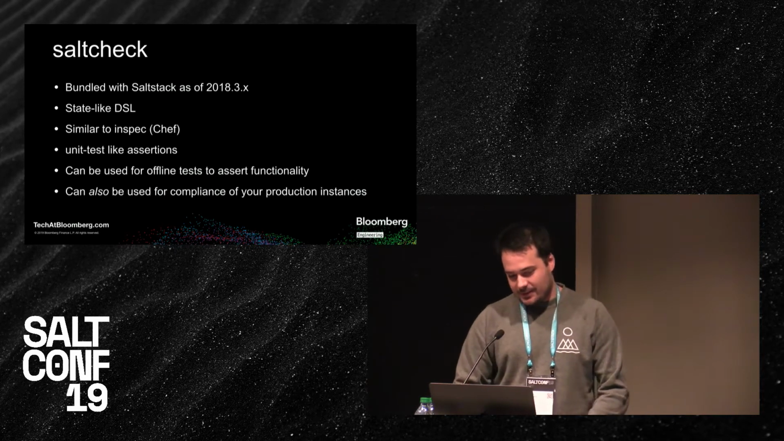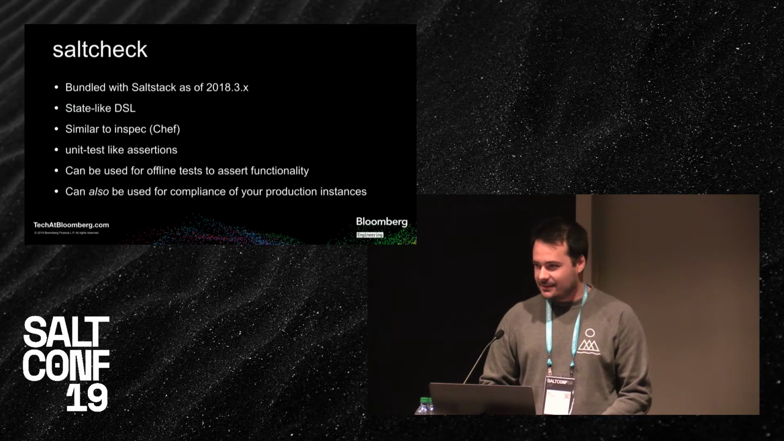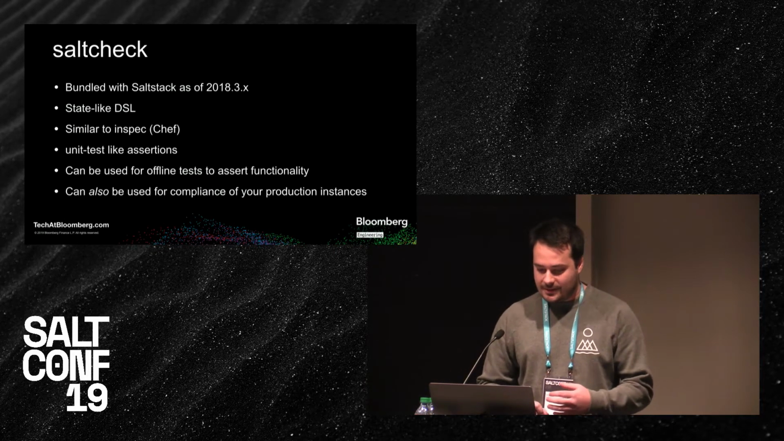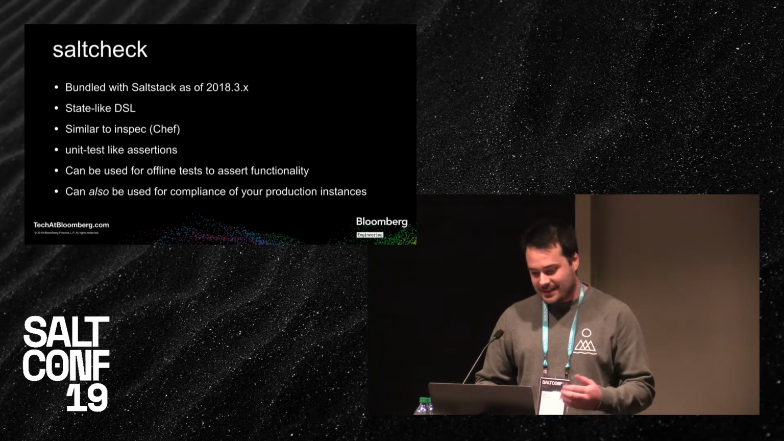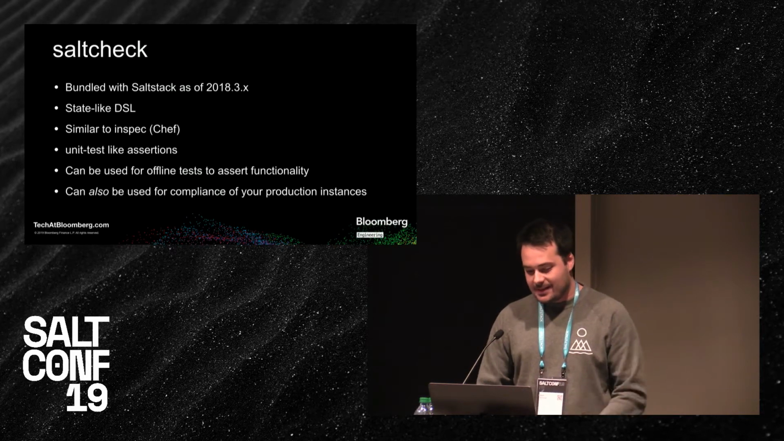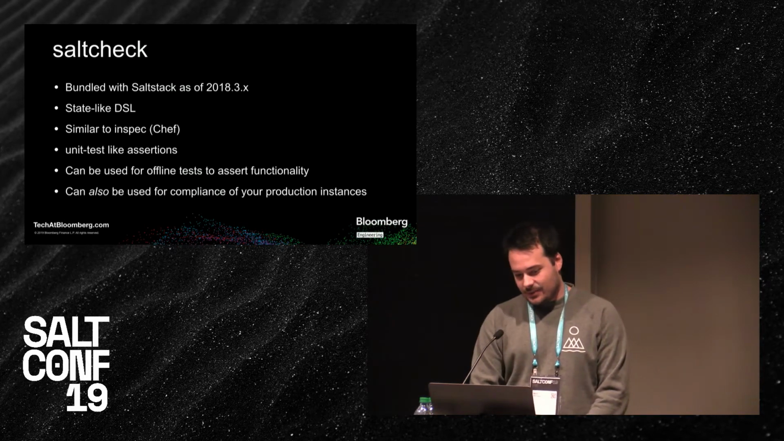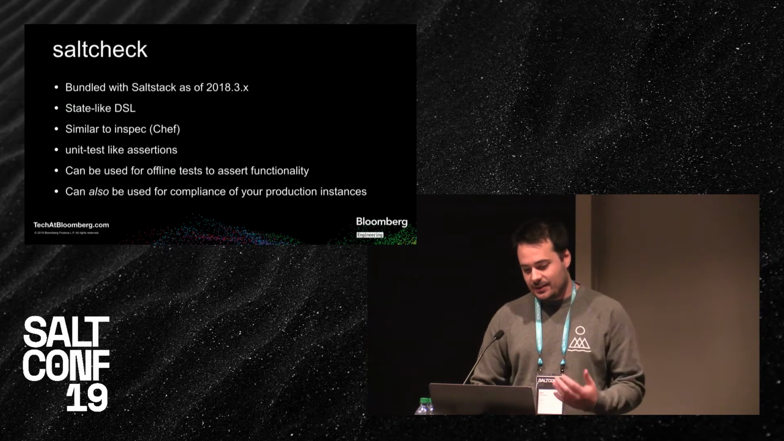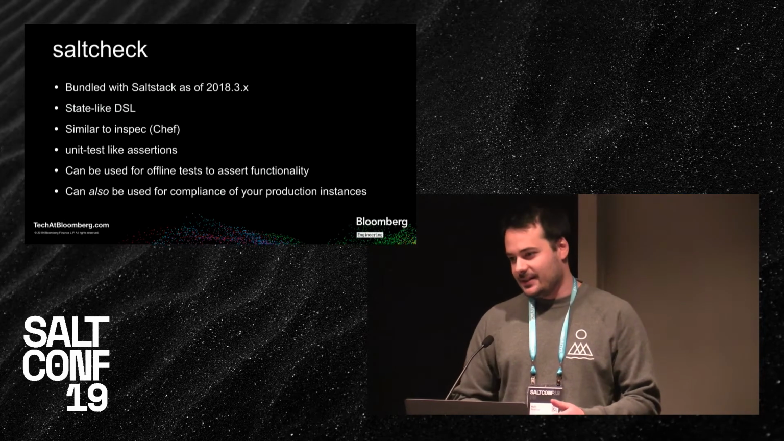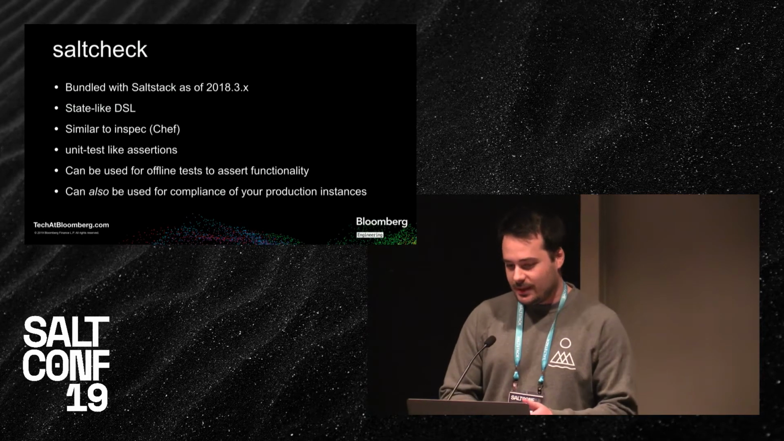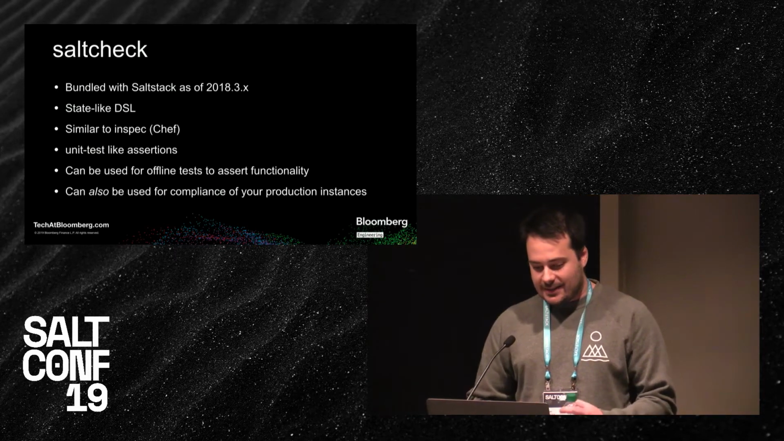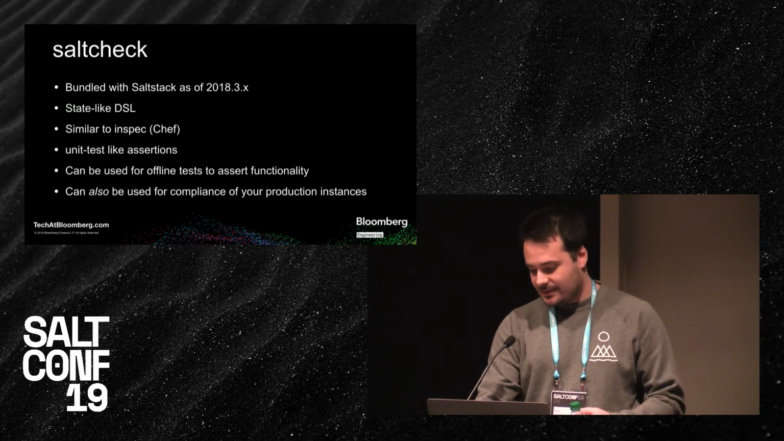The first thing we looked at was something called SaltStack. This is something that's been bundled with Salt as of 2018.3, I think. It provides a state-like domain-specific language. If you're familiar with writing SLS states, presumably you are, it should look familiar. It's actually similar to InSpec, which is a Chef community tool, and it lets you write unit test-like assertions. What's cool is you can write it for your test suite, like offline tests, but you can also point it to your live servers, so it can be used like a compliance tool. But unfortunately, it isn't really something that helps us test orchestrations, so we kept looking.